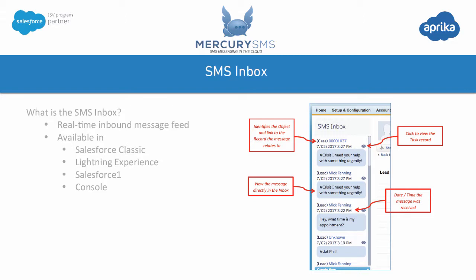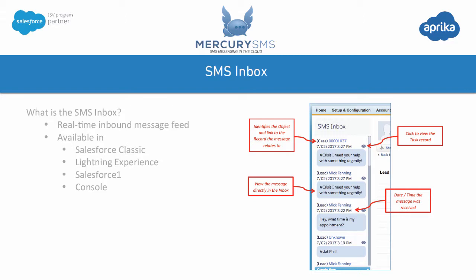We have a link directly to the record. We can see the date and time that the message was received. And if we click on the eye icon, we can jump through directly to the task record containing the message. So we can, from the inbox, jump through to the record itself or the actual message.